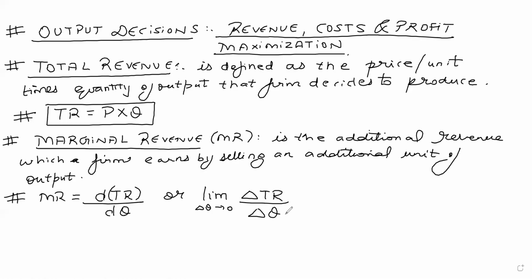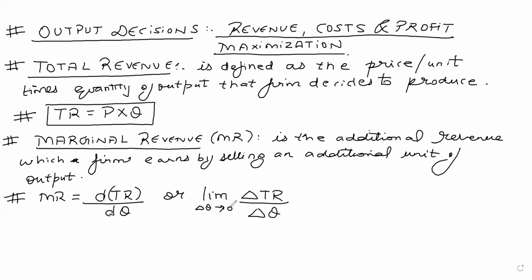Now, since students are also attending my mathematical methods for economics course, the objective is to link the introductory microeconomics course with the mathematical tools which students have learned in my MME course. Okay, so marginal revenue is the additional revenue earned by the firm from selling an additional unit of output. It is nothing but the derivative of the total revenue function with respect to output. Or if you look at it in the limit form, it's limit as delta Q tends to 0, delta TR upon delta Q.